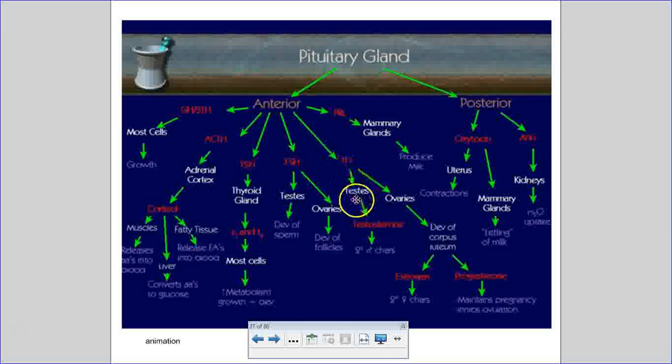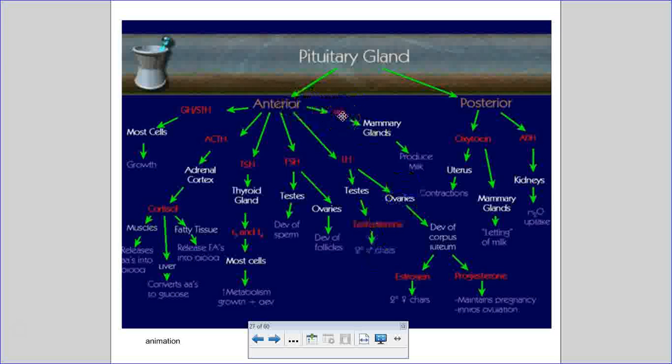In the testes, luteinizing hormone causes production of testosterone, which is the male hormone responsible for development of secondary male characteristics like hair and the chest, arms, legs, genital area, development of the Adam's apple, growth, enlargement of the penis, all male characteristics to become ready to reproduce.